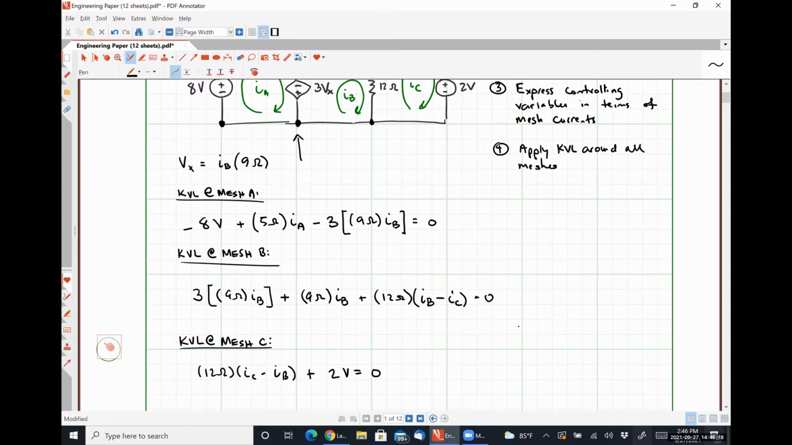But I would argue that if your calculator can solve a 2x2 system, it can also solve a 3x3 system. So why not do it in one go? Just saying. All right. So let's take a moment and solve for these three mesh currents.